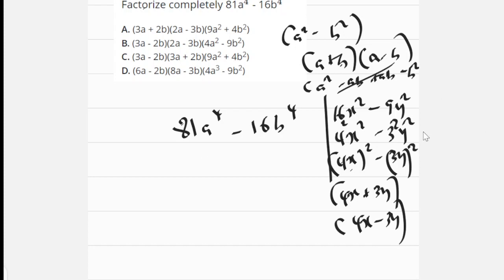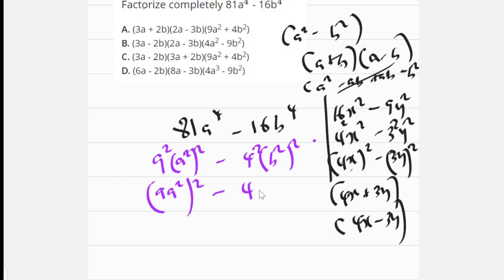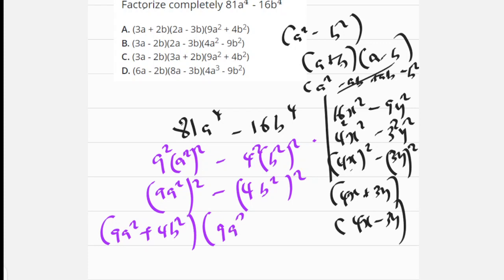Okay, now let us use that idea to simplify this. You can say this is the same thing as 9 squared a raised to power 2 squared. I hope you understand. You can do it straight away directly without stressing yourself. Then minus 4 squared b squared squared. So you can rewrite it as 9a squared everything squared minus 4b squared everything squared. You know this difference of two squares? Then I'm going to have 9a squared plus 4b squared, 9a squared minus 4b squared. I hope you understand now.